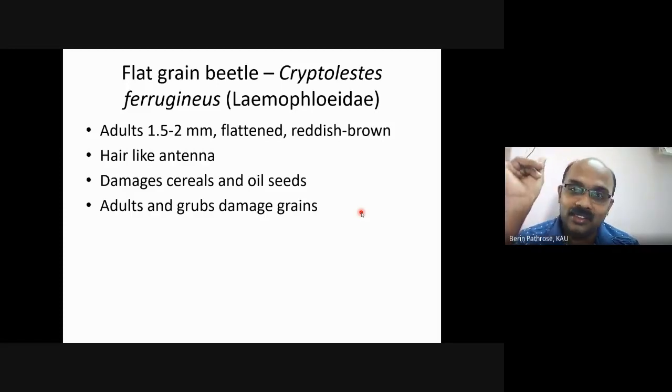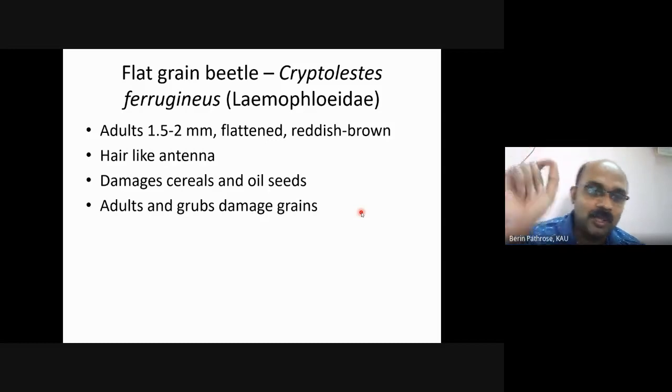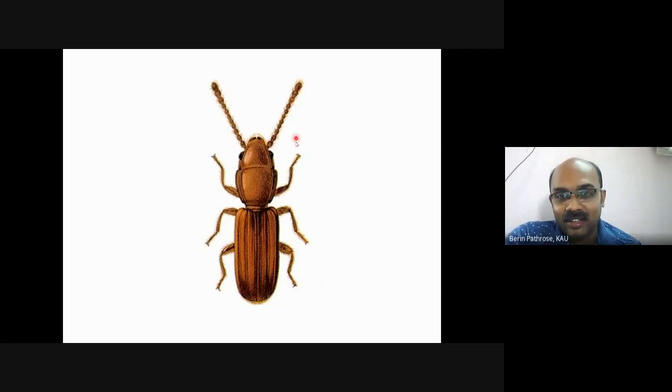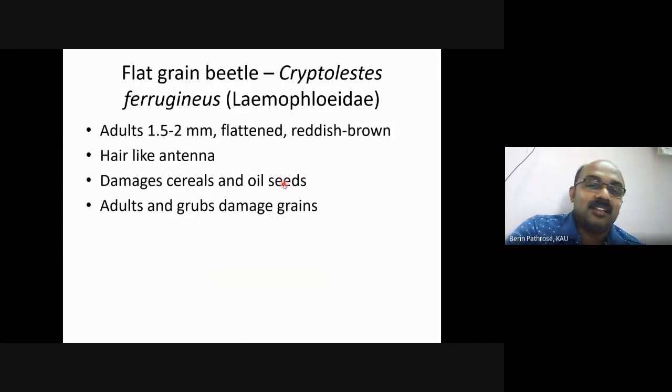One, usually it is Sitophilus. Second, there will be Tribolium. And there you can see very small insects moving all over the godown. If you observe the walls, floor, etc., you can see very small insects moving very quickly. And this is nothing but the flat grain beetle, Cryptolestes ferrugineus. See the size; it is extremely small, 1.5 to 2 mm, flattened, reddish brown in color, with hair-like antennae. Both adults and grubs have hair-like antennae. Very small insect. Damages cereals as well as old seeds.